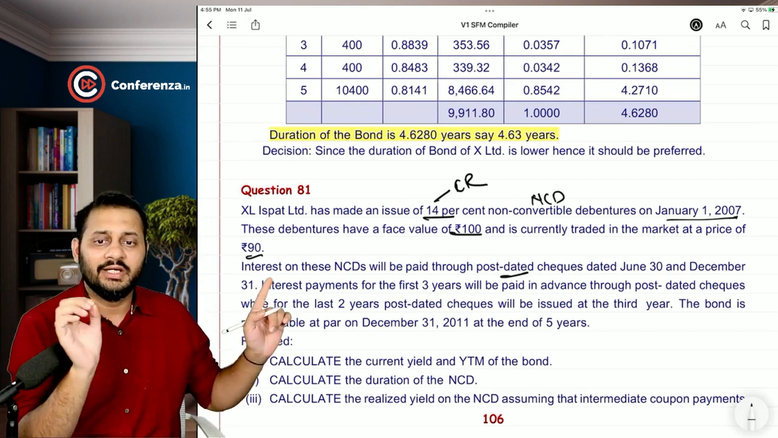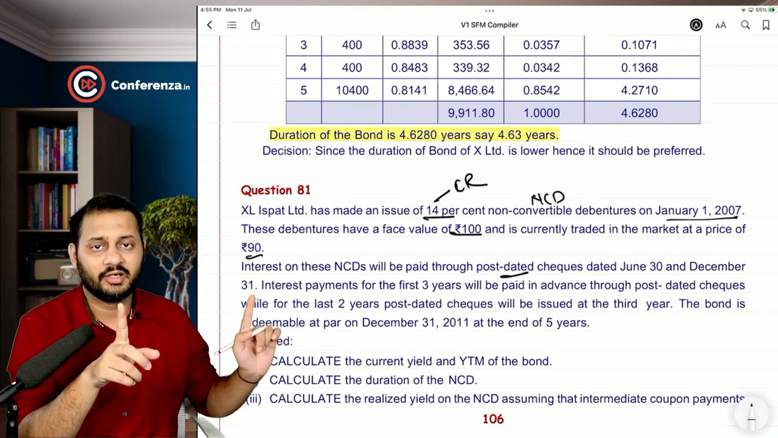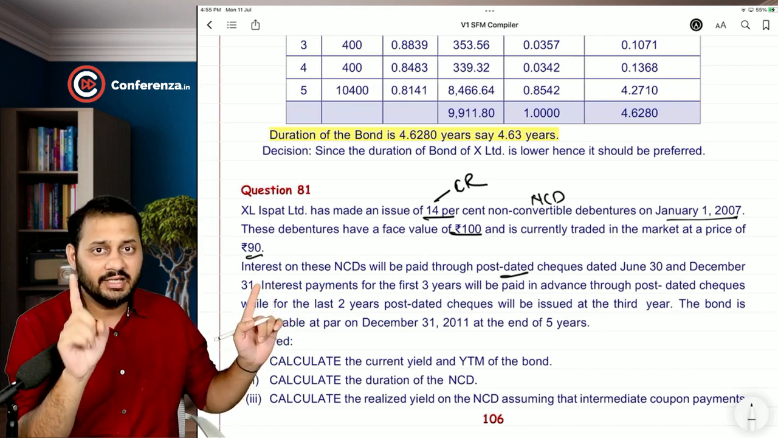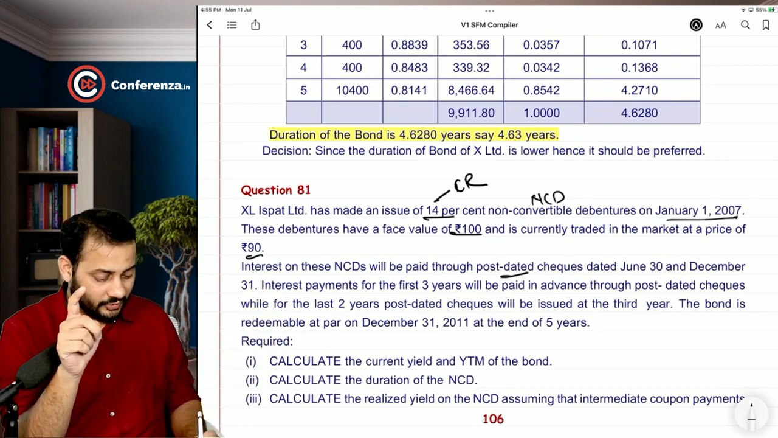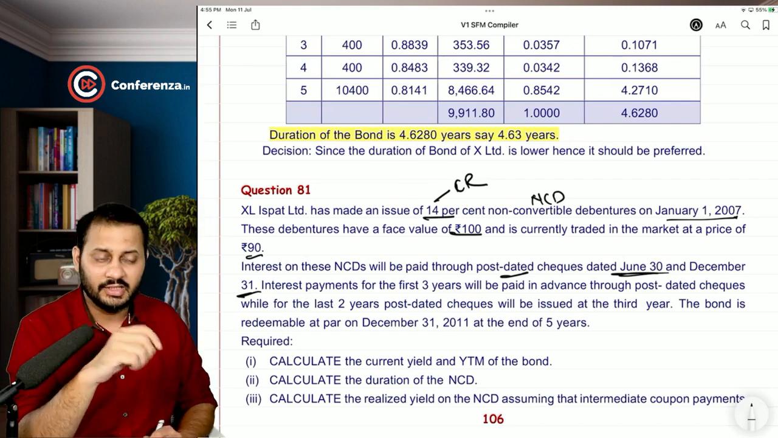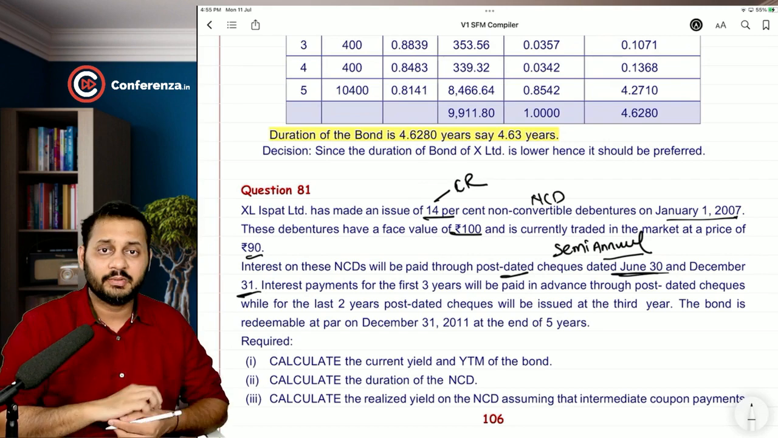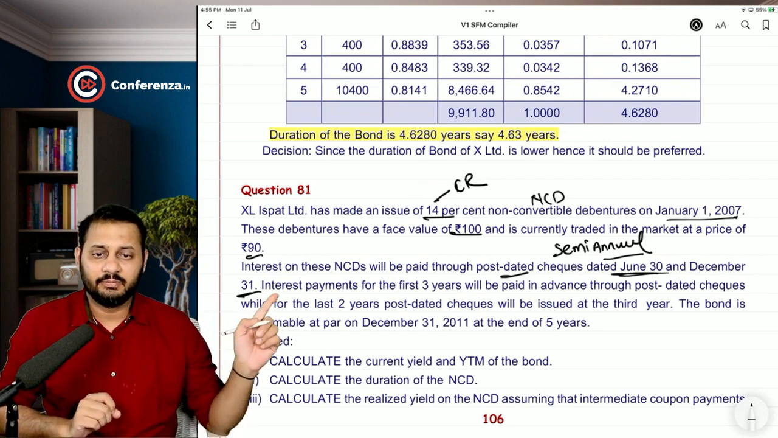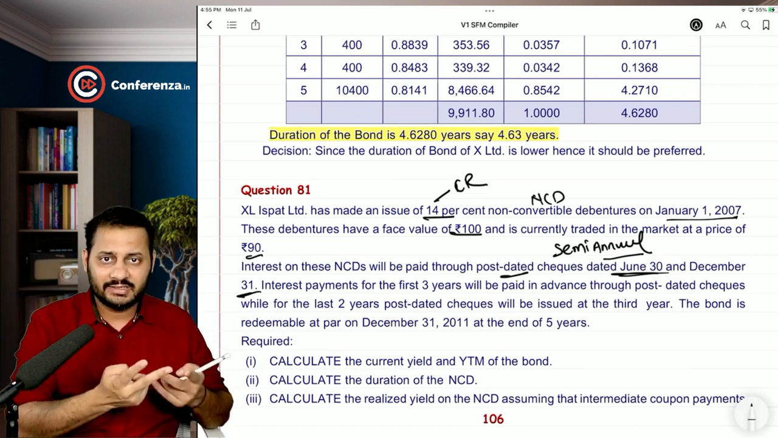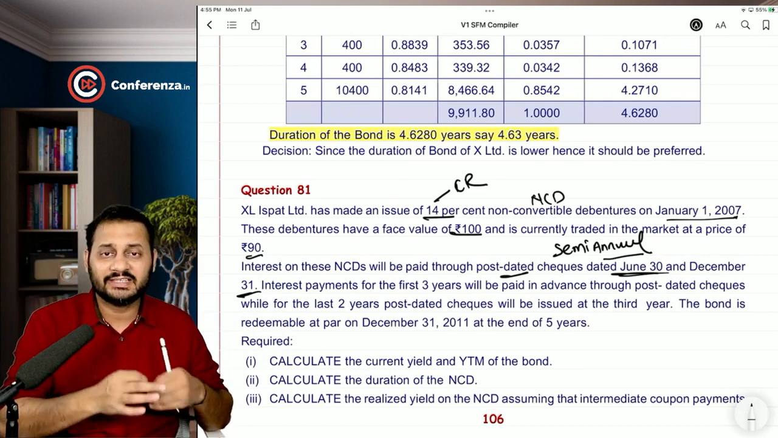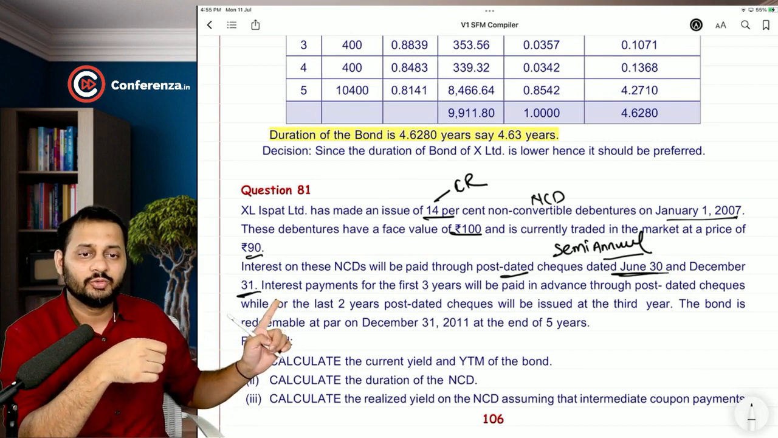Okay. So interest on NCDs will be paid through post-dated checks dated June 30 and December 31. That means in a year, the interest is paid twice, June 30 and December 31. This is a semi-annual interest payment question. Interest payment for the first 3 years, that means 6 interest payments. Every year twice, in 3 years, 6 payments. So 6 checks will be issued for every investor, to be paid in advance through post-dated checks.